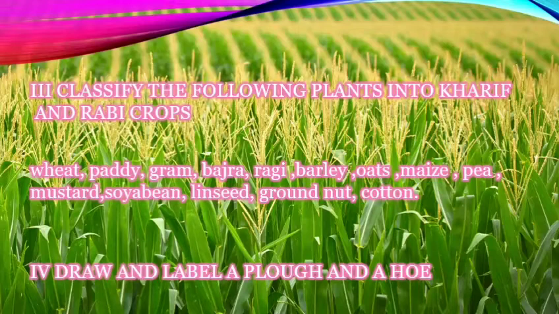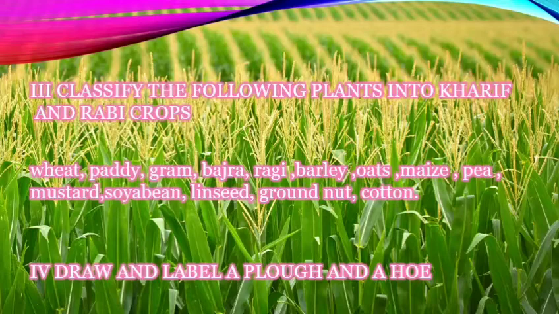Wheat is a rabi crop. Paddy is a kharif crop. Gram is a rabi crop. Bajra and ragi are kharif crops. Barley and oats are rabi crops. Maize is a kharif crop. Pea is a rabi crop. Mustard is also a rabi crop. Soybean is a kharif crop. Linseed is a rabi crop. Groundnut and cotton come under the kharif crops.